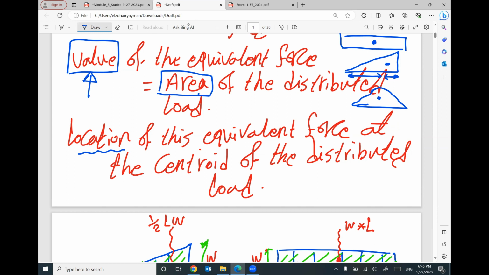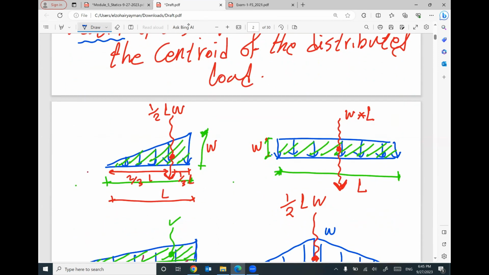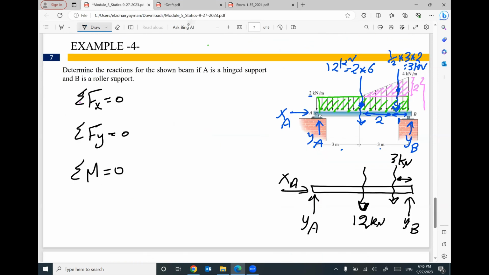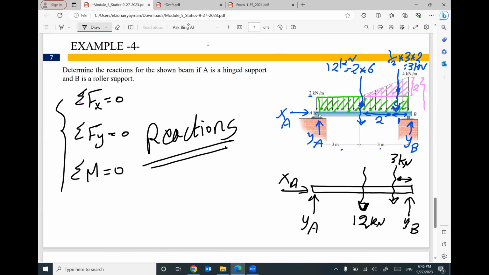Once you converted your distributed load to equivalent, we have right now concentrated. It's not real concentrated force, but it's equivalent. So I can work with this equivalent force and apply the equilibrium equations to figure out my reactions. Any question?